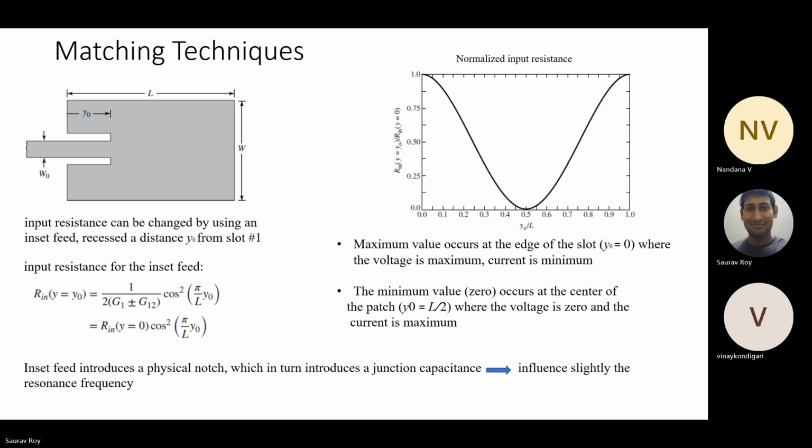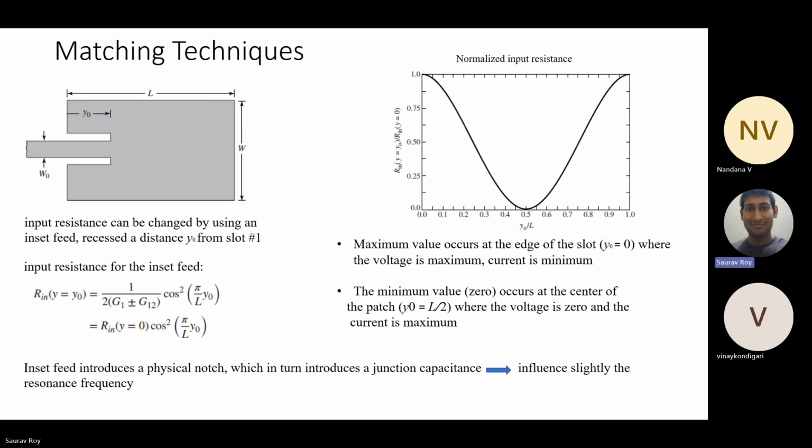So it shows that most of the time at the left-hand side, or at slot 1, that is y equals 0, it is not 50 ohm, but you have to match with 50 ohm only. So how do you do it? If you go inside, at some point it would be 50 ohm. That is why you should take an inset feed. And what does it physically mean?